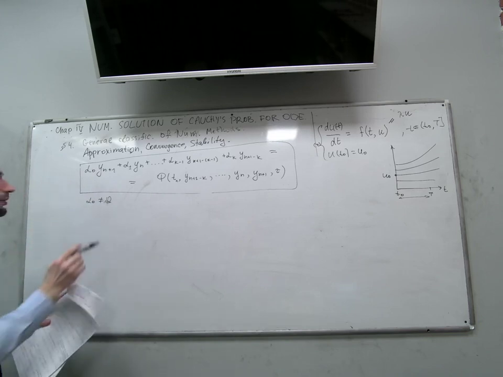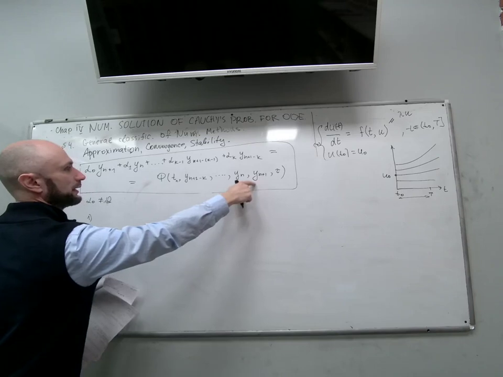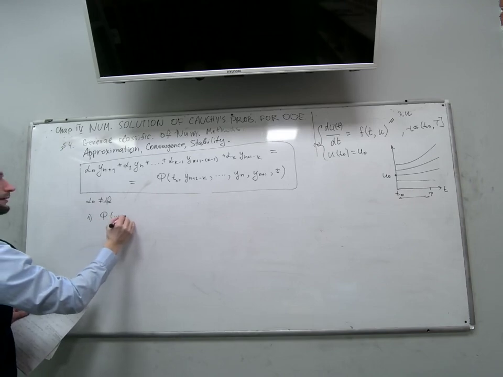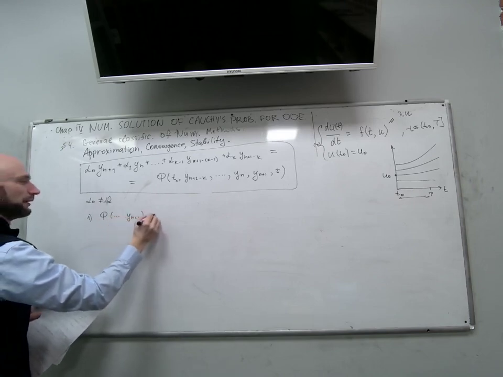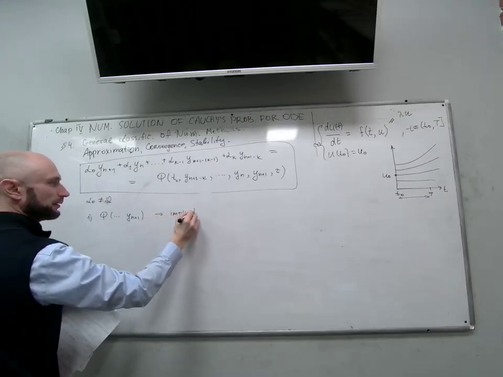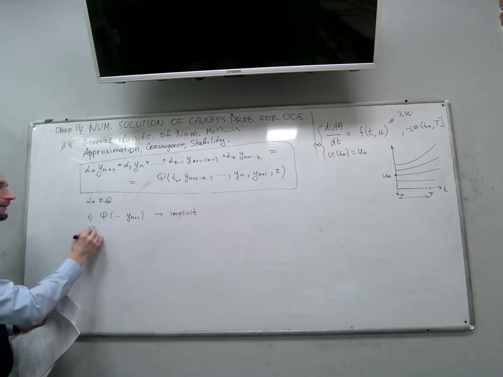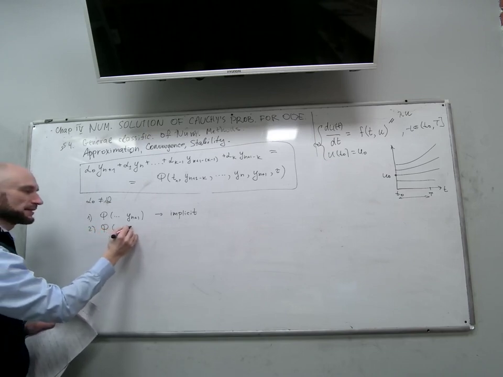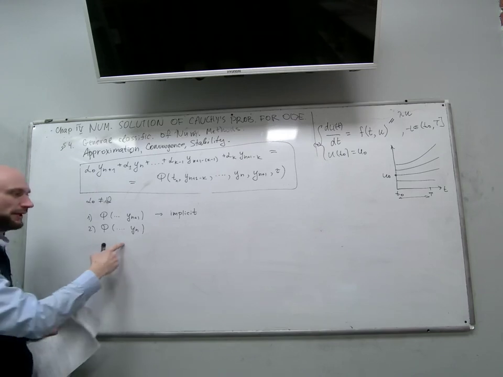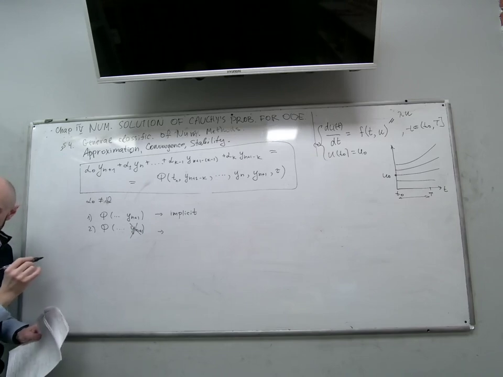And also, we can have two situations for this guy. If phi depends on y n plus 1, the methods are implicit. Okay, we will use implicit method. And if phi does not depend on y n plus 1 and only depends on y n or previous values, then it's explicit.